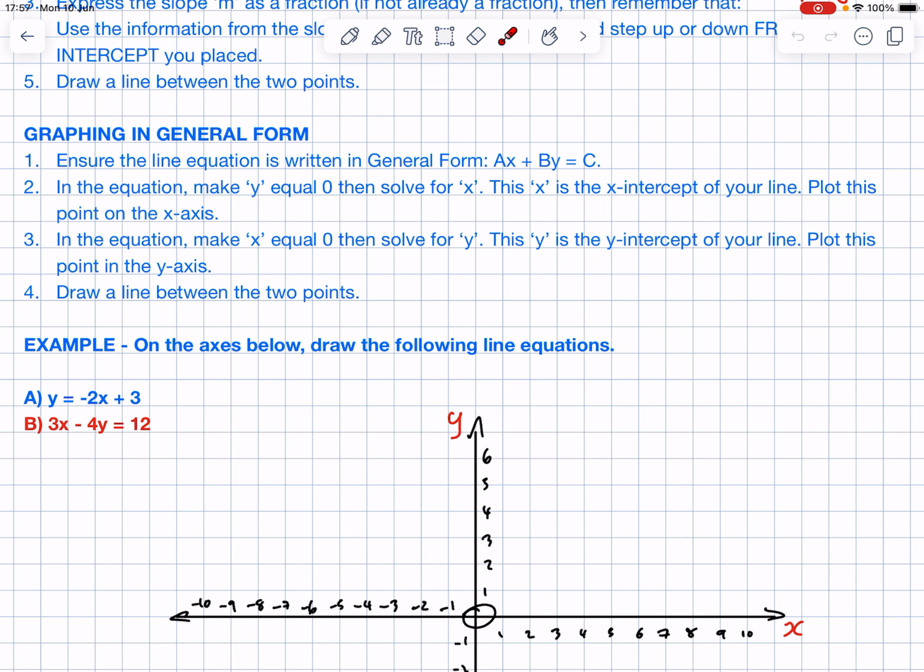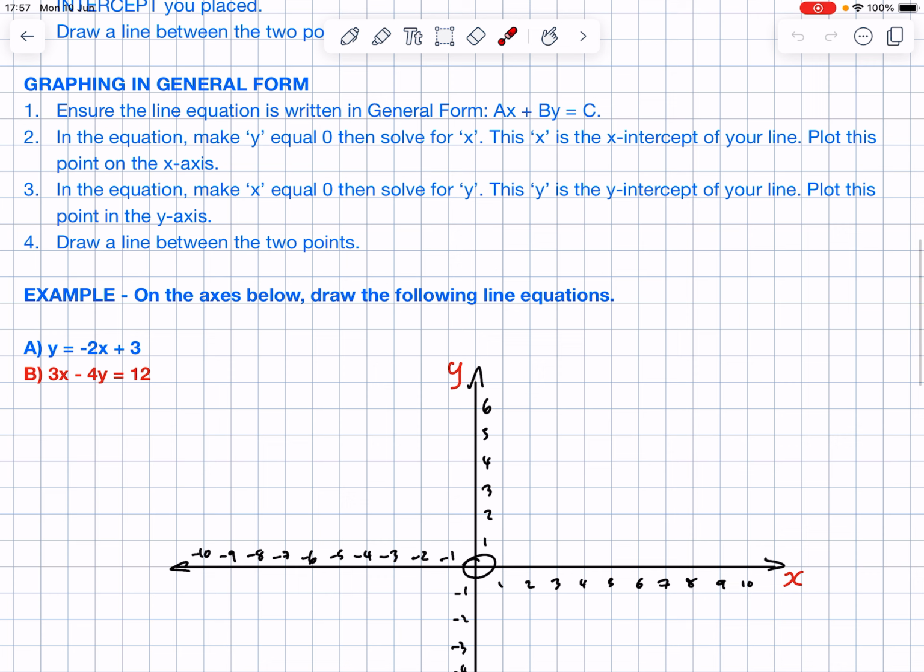So now at this point, after step 2 and 3, you have 2 points, one on the x-axis, one on the y-axis. So then, last step, you can draw a line between the 2 points. At this point, you might want to pause and write those 4 steps down.